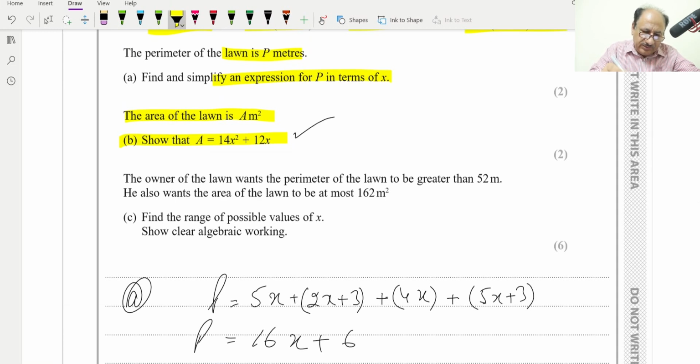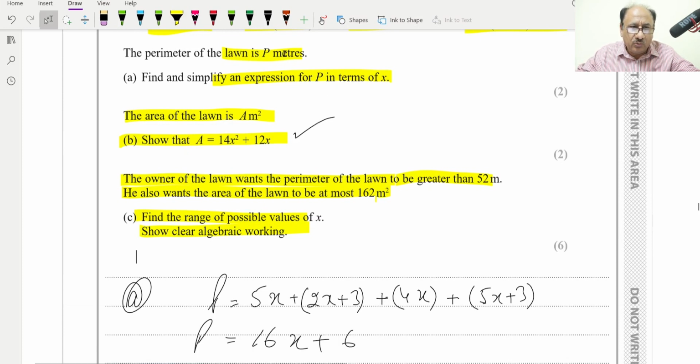Now for part C, the owner of the lawn wants the perimeter of the lawn to be greater than 52. He also wants the area of the lawn to be at most 162 meters square. Find the range of the possible values of x. Show clear algebraic working also.